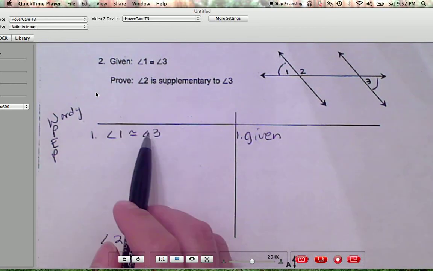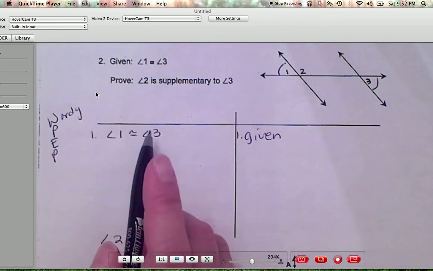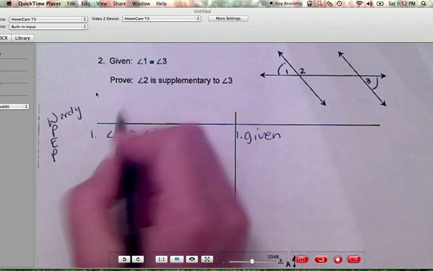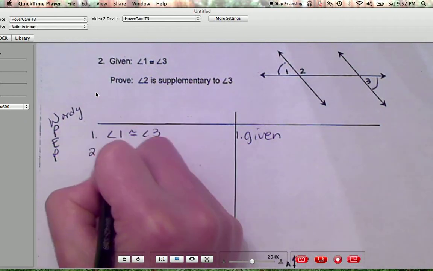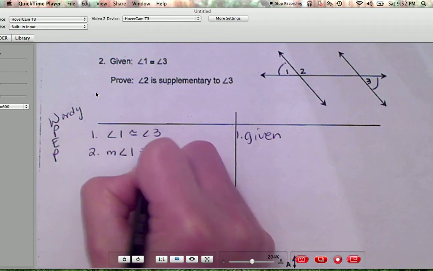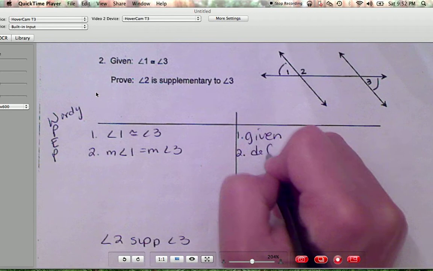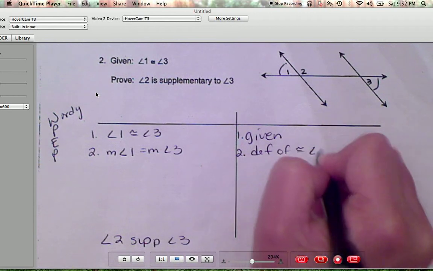Now there's no wordy statement at the beginning, but if you want to go ahead and convert that using your definition, we can go ahead and change that. The measure of angle 1 equals the measure of angle 3. And that is still a definition of congruent angles.